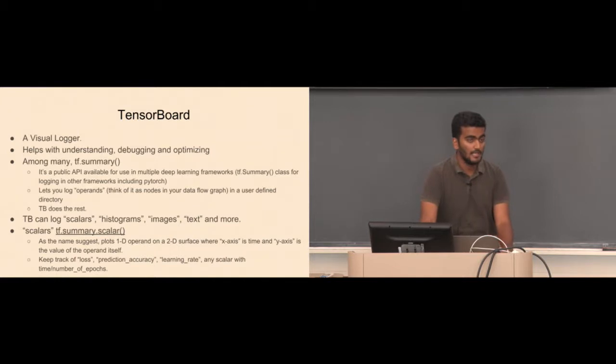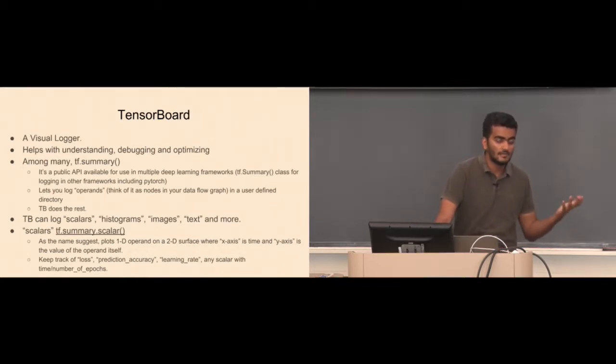One of the most important APIs that we have for TensorBoard is the tf.summary API. The tf.summary API is a public API that was originally designed for TensorFlow, but later adapted for other frameworks as well, like PyTorch. What it lets you do is log all the operands of your graph. When we are making a deep neural network, we are basically making a data flow graph, and in that data flow graph we have the operands, and we need to plot those operands to see how the values are. So when I say that we need to log the operands, we basically log all the weight matrices, all the losses, and all the other values that we have.